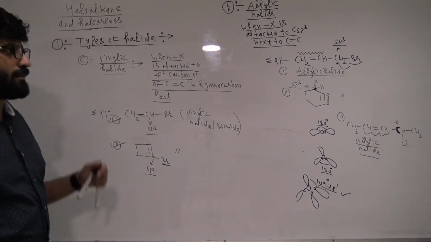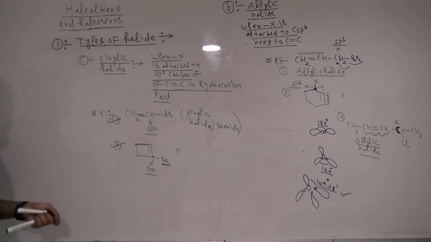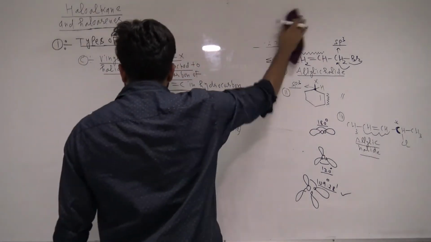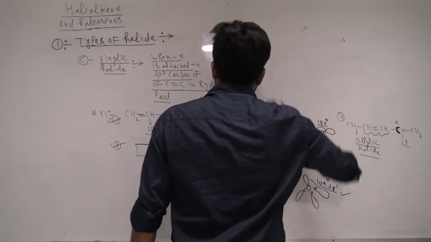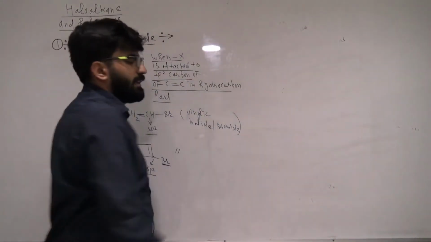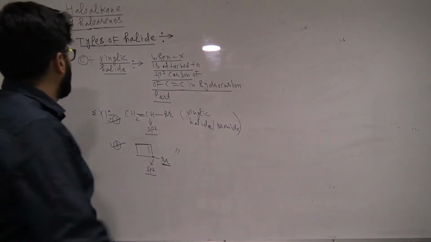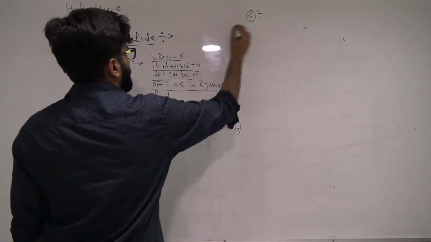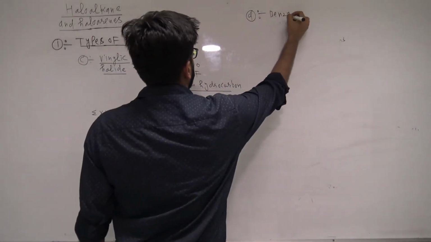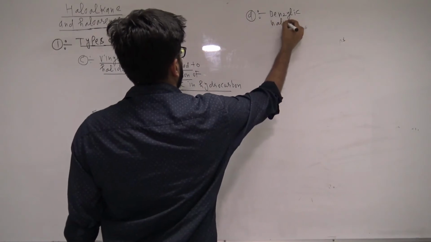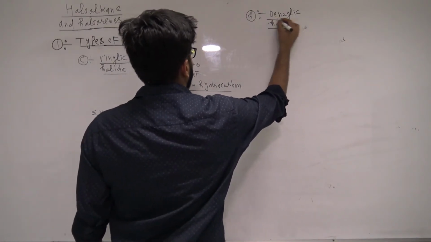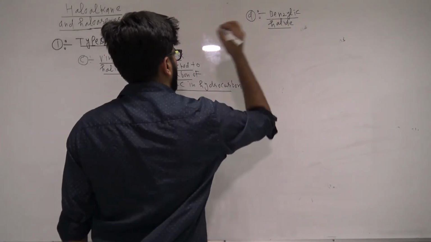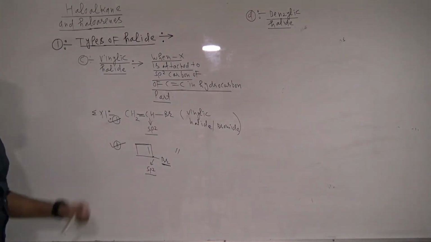So till now we have discussed alkyl, then allylic, and then vinylic. The next halide that I am going to discuss with you, after vinylic, is part D, that is benzylic halide. Okay, benzylic halide. So what is the meaning of benzylic halide?